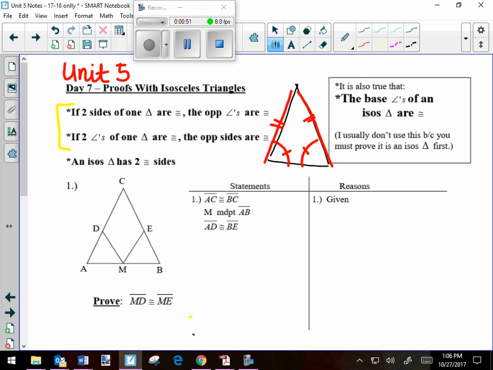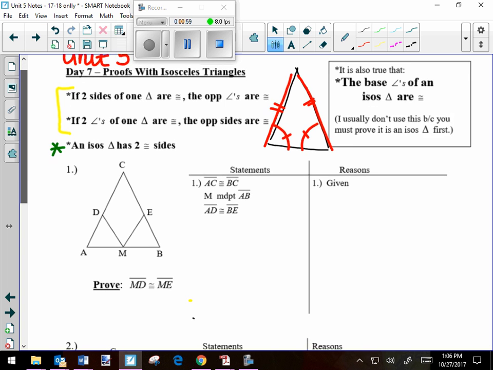We also have another reason today that we're going to talk about, which is that an isosceles triangle has two congruent sides. You already know that definition. It is also possible that maybe you would want to use this reason up here that says the base angles of an isosceles triangle are congruent. It's totally fine that you use this reason, but it means that you have to prove that you have an isosceles triangle first, and sometimes that takes more time. So you will very rarely see me use this reason.